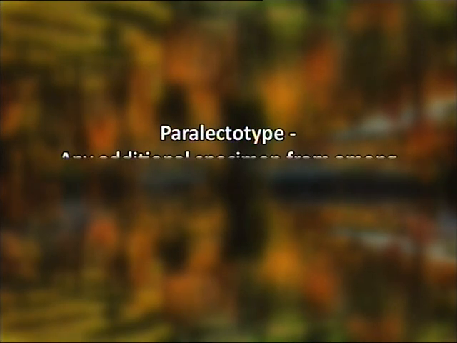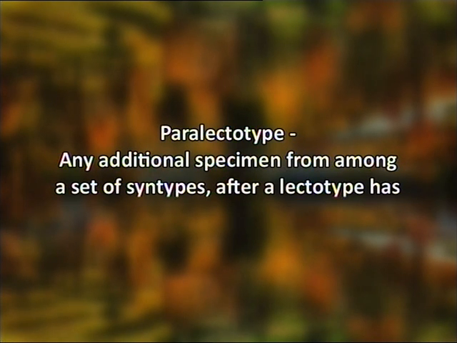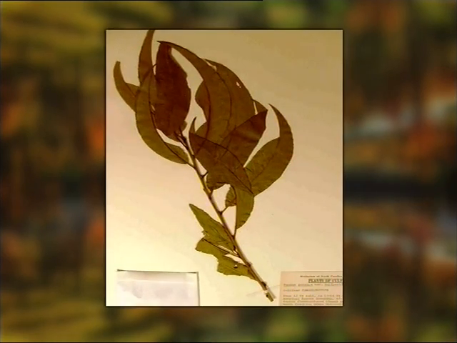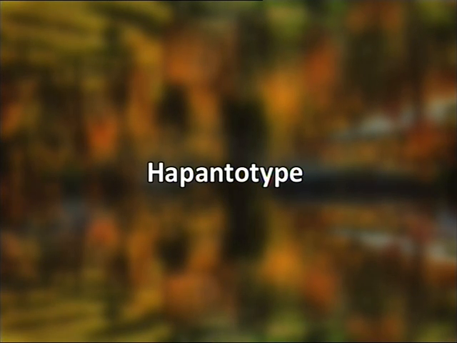Some of these include paralectotype, which is any additional specimen from among a set of syntypes after a lectotype has been designated from among them. These are not name-bearing types. The specimen shown depicts a photograph of a paralectotype specimen for the name Prunus persica, variety nuci persica, which is preserved in the Herbarium of North Carolina State University under accession number 125273. Another such type is hapantotype.